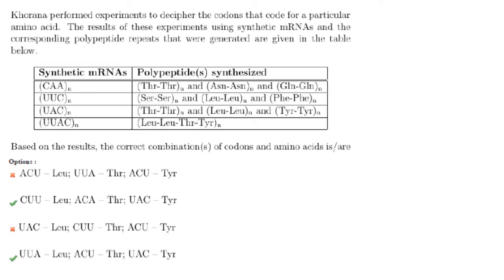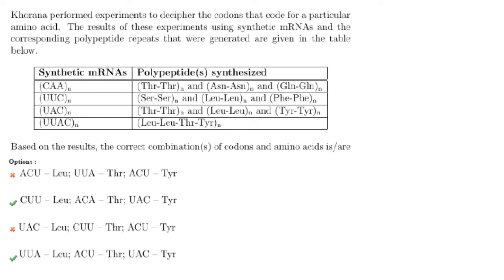Khorana performed experiments to decipher the codons that code for a particular amino acid. The results of these experiments using synthetic mRNAs and the corresponding polypeptide repeats that were generated are given in the table below. Based on the results, the correct combination of codons and amino acid is or are. So they have given some synthetic RNAs, that is CAA n times, that will result in the synthesis of threonine, asparagine and glutamine n times.